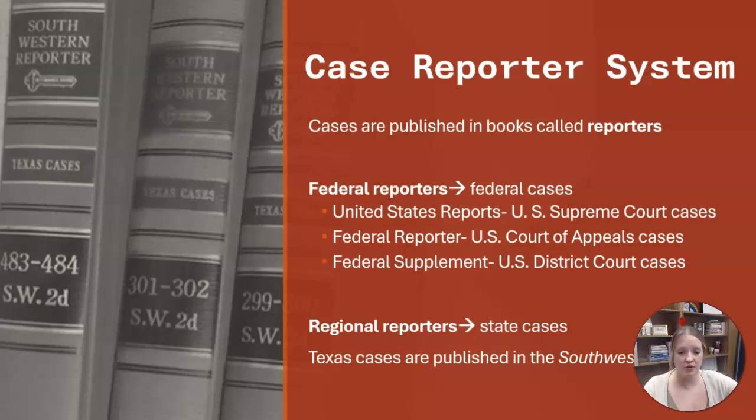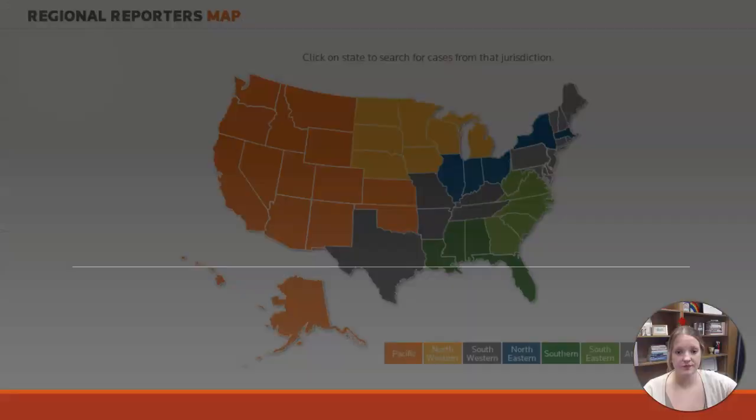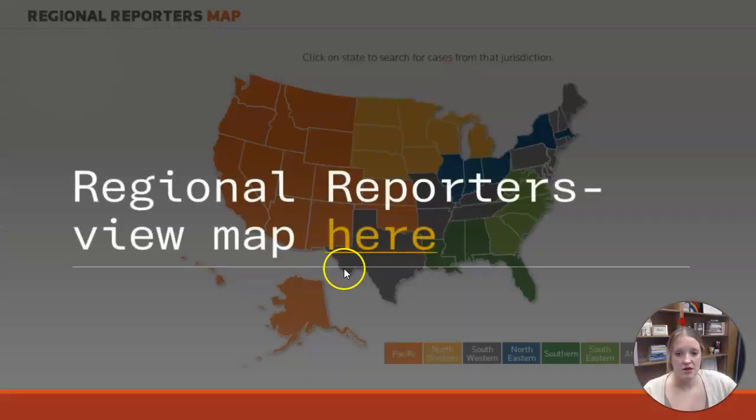Some states have their own reporters. Texas does not, but it does fall within the Southwestern Reporter, right? So those Texas cases are published in the Southwestern Reporter. We've got a map here, and I'll let you follow this link on your own if you're interested. If you were to click here, you would get to this regional reporters map, and then you hover over each of the respective states. It will tell you what reporter they fall under. So you can see Texas is highlighted in gray here, which falls under the Southwestern Reporter, as we said.